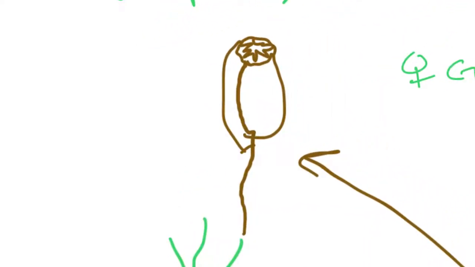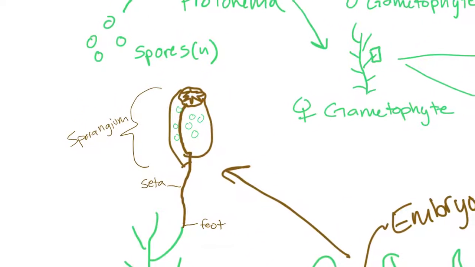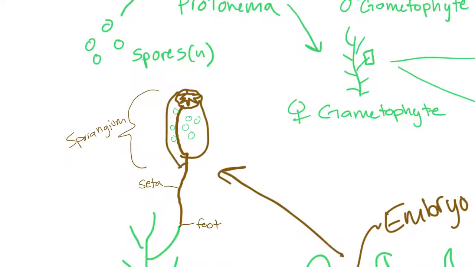Okay, so I'll show you the different parts. This is the foot. This is what's getting nutrients from the gametophore. This little stalk here is called the seta. And then this structure is called the sporangium. In here you have little spores forming. The sporangium is also called the capsule.